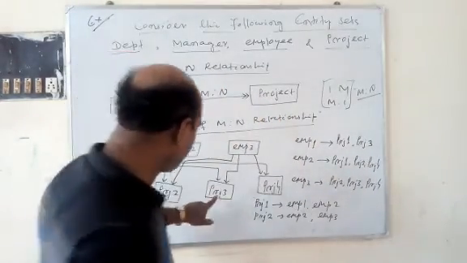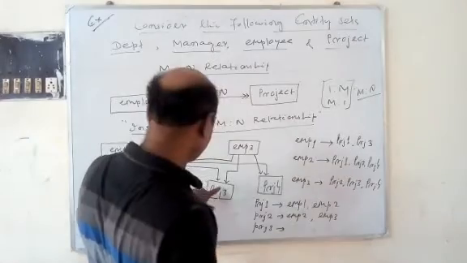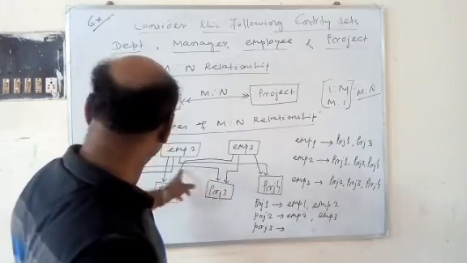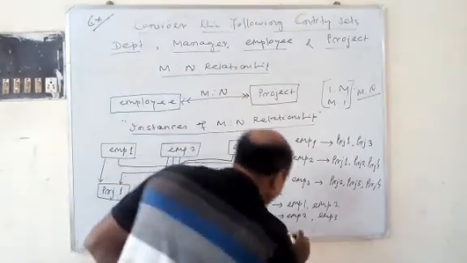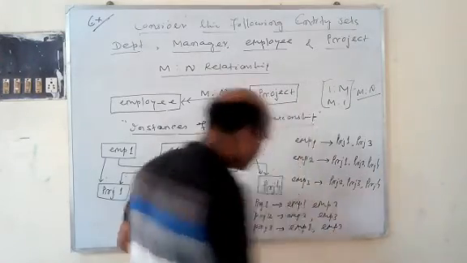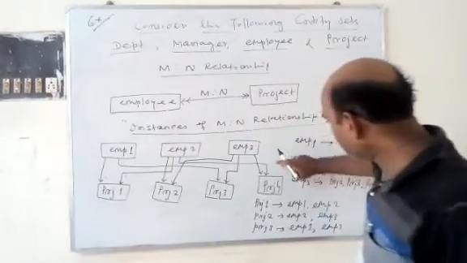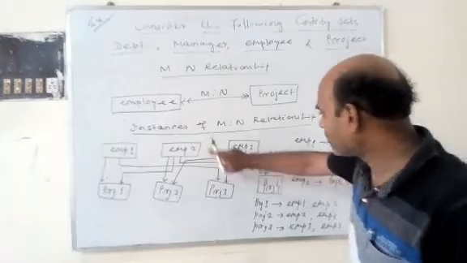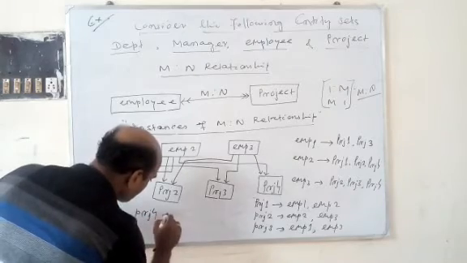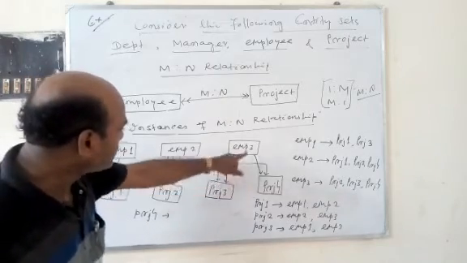Similarly, in project 3, there are 2 employees. One is employee 1, another one is employee 3. And in project 4, we have employee 3 as well as employee 2. In project 4, we have 2 employees, one is employee 2, another one is employee 3.